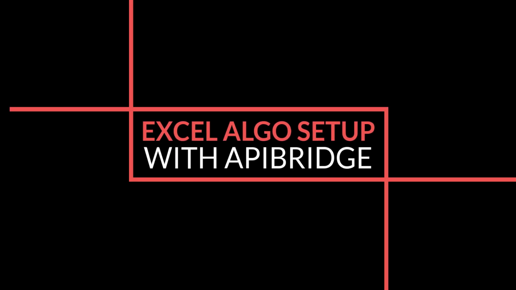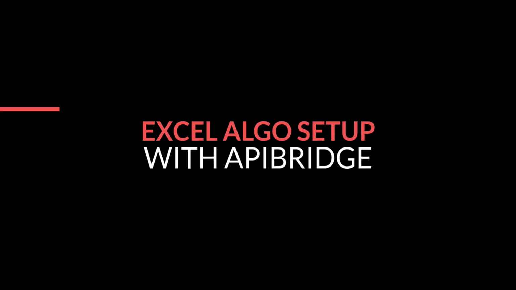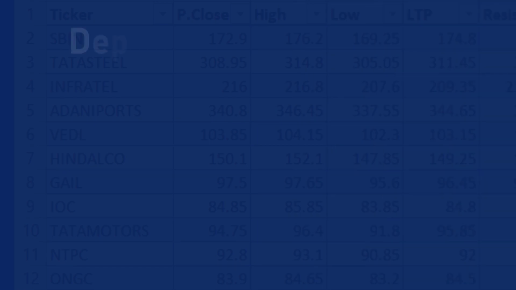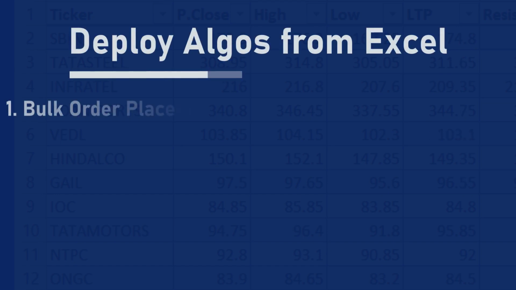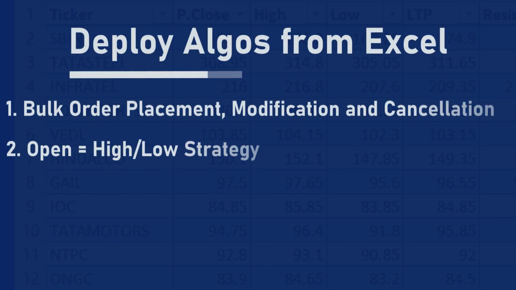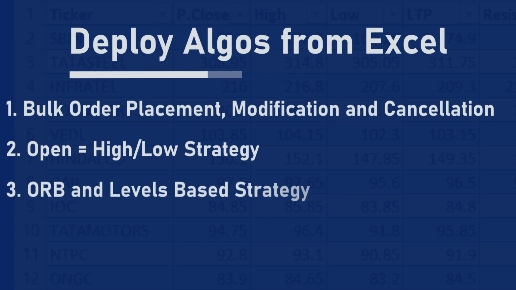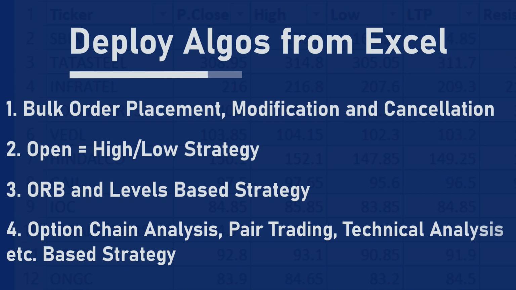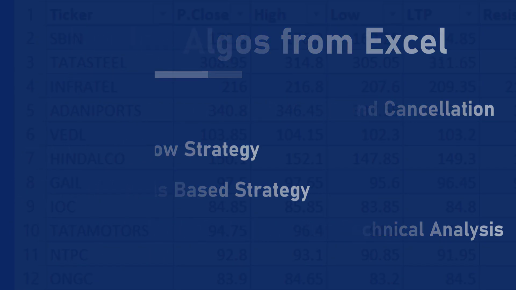Hello friends, I'm Jasmine. In this video, we will show you how to use Excel for Algo trading without any coding. You can create algos in Excel using simple formulas: first, bulk order placement, modification and cancellation; second, open high-low strategy; third, Brand RGB and levels based strategy; option chain analysis, pair trading, technical analysis, etc.